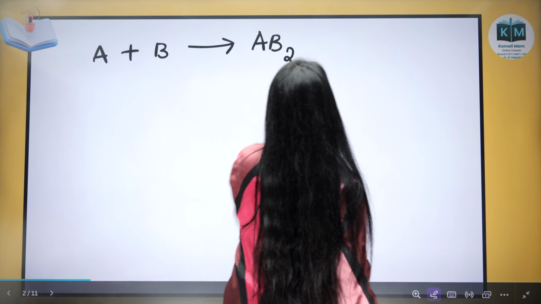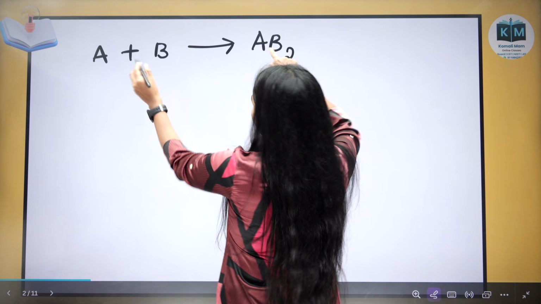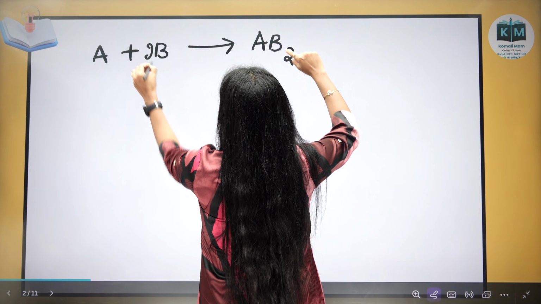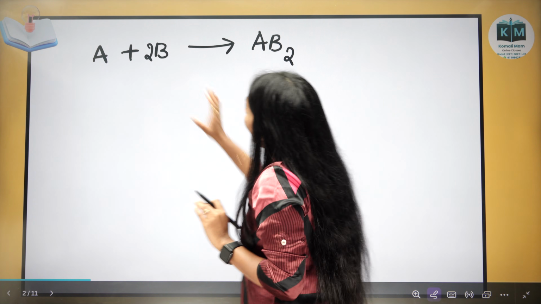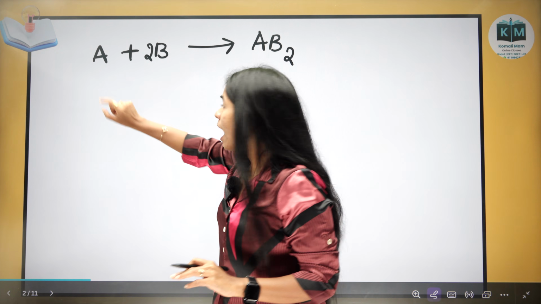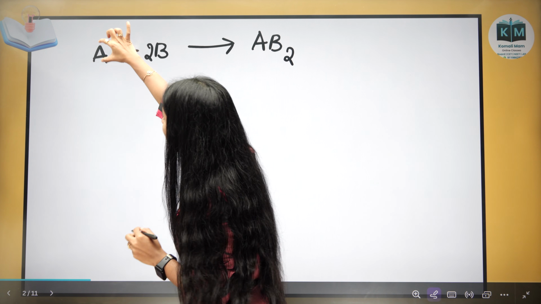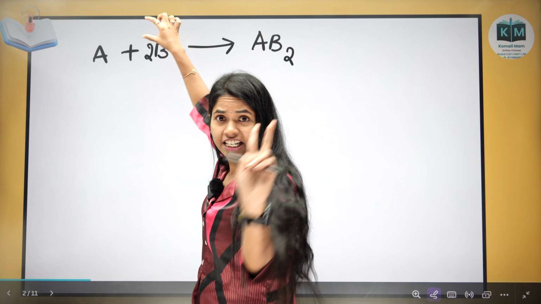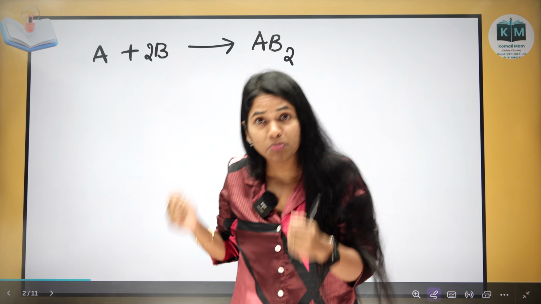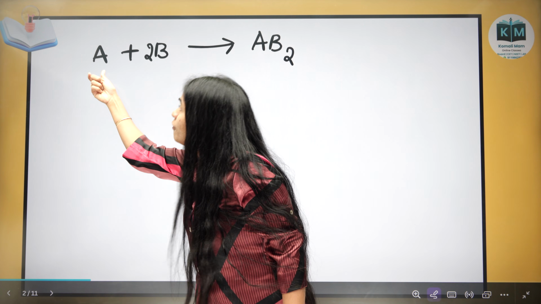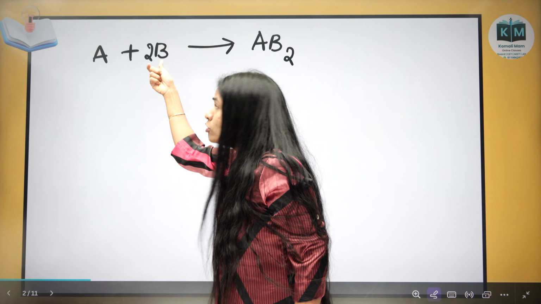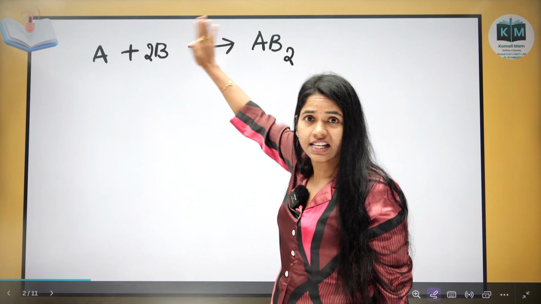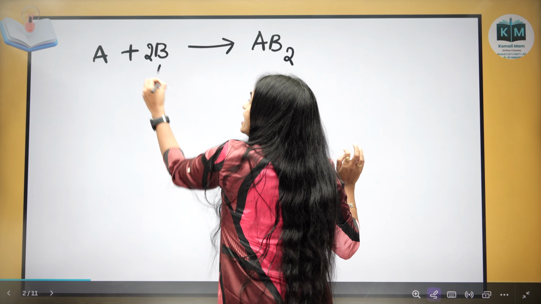This is the reaction. Now first balance this reaction. How many B's? 1 A balanced, 2 B's. I keep 2 here. It's a balanced reaction. According to this reaction, how many moles of A is needed? 1. How many moles of B is needed? 2. That is a balanced reaction, which means that 1 mole of A needs 2 moles of B and forms 1 mole of AB2.